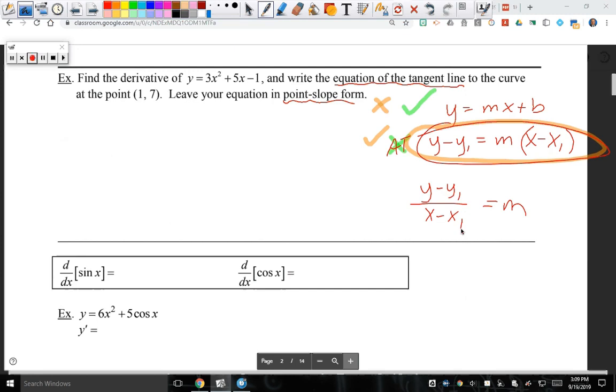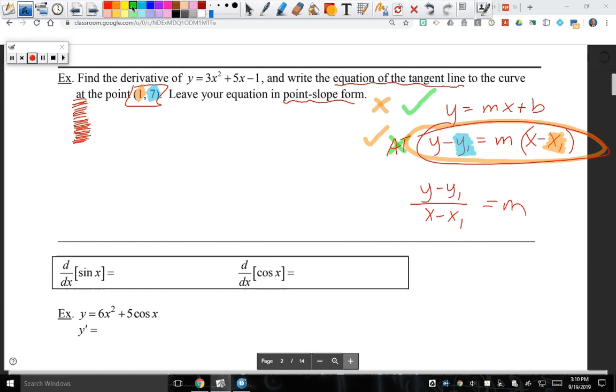Okay? So here we go. Let's keep going. You're like, ooh, what? Anyway, so here we go. So we're looking for the equation of the tangent line at, this is an important word. Let me underline it. Okay? And we're going to look at (1, 7). So 1 is your x value, which is way over here. And then 7 is your y value.